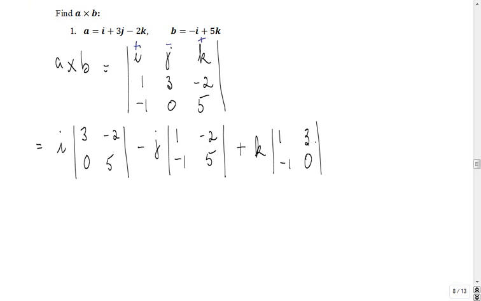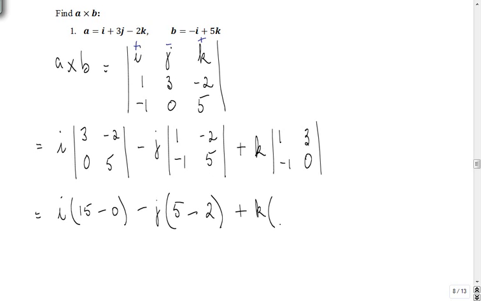Now let's work that out. That is equal to I times 15 minus 0, minus J times 5 minus 1 times minus 2, that's a 2, plus K times 0 minus 3, so that is a plus 3. This leaves us with 15I minus 3J plus 3K. And that is the cross product.